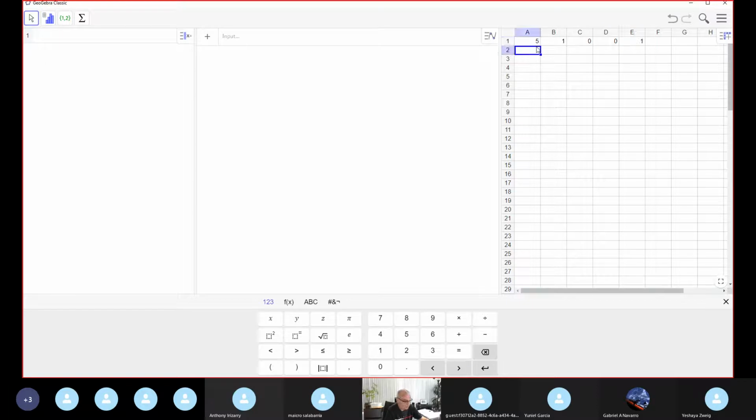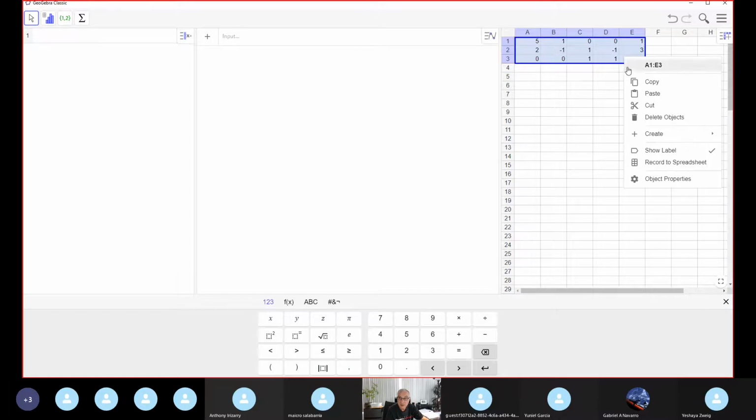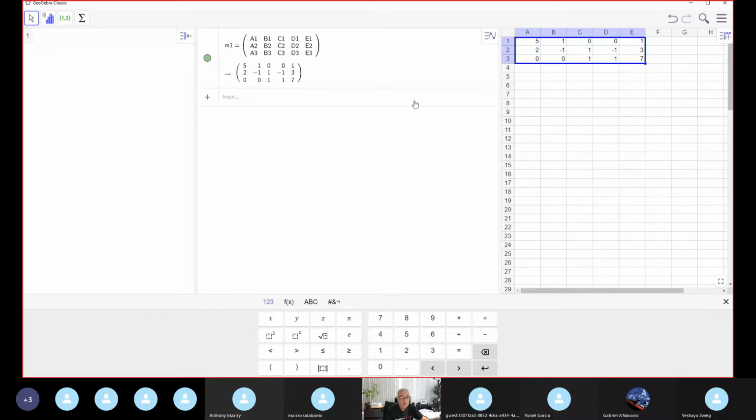The second equation is 2, -1, 1, -1, and 3. And the third equation is 0, 0, 1, 1, 7. Okay, that was in the spreadsheet. You select and create the matrix. There you go, I have our matrix here in Algebra. Now in CAS, you can reduce the rows.